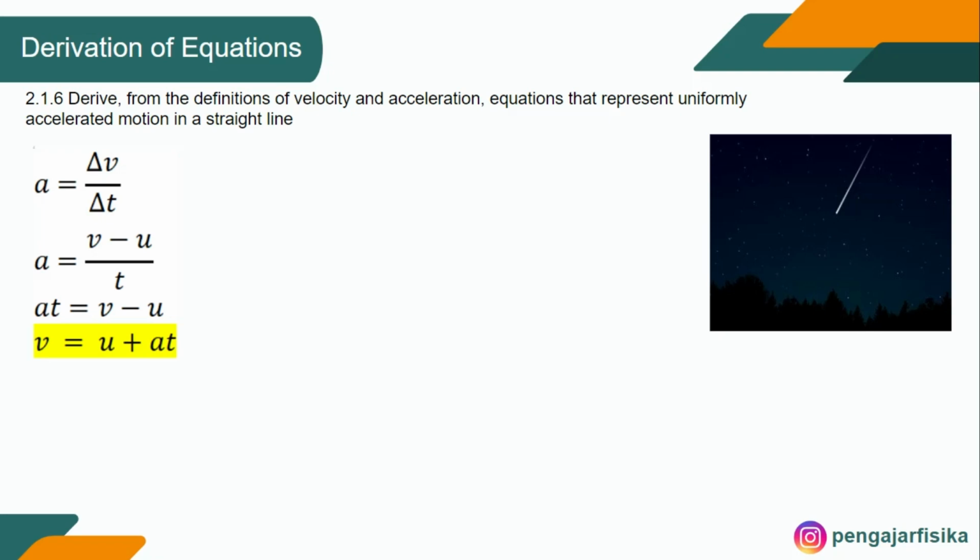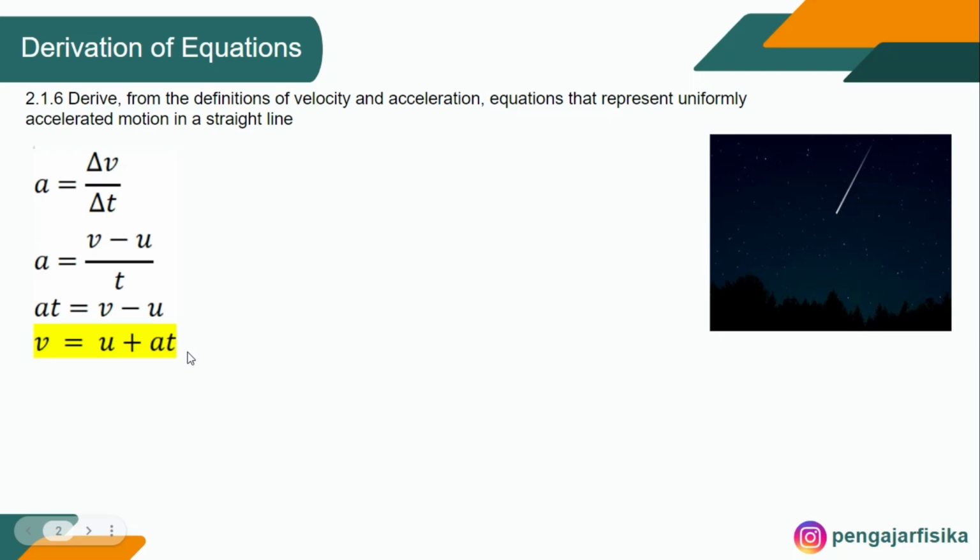The first one is from the definition of acceleration. Acceleration equals change in velocity over time taken. If we expand the change in velocity, it becomes final velocity minus initial velocity. And then we move the time to the left side, so we will get this form of equation. And then when we modify again, we get: final velocity equals initial velocity plus acceleration times time.